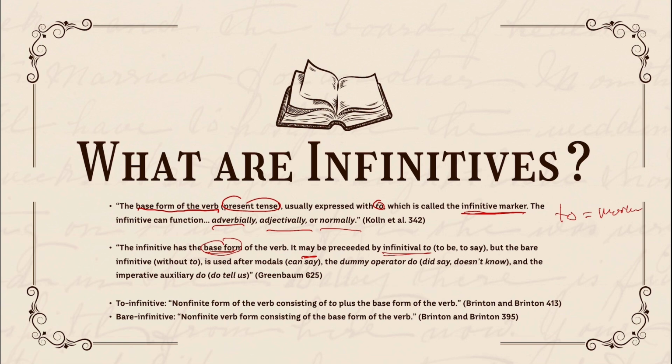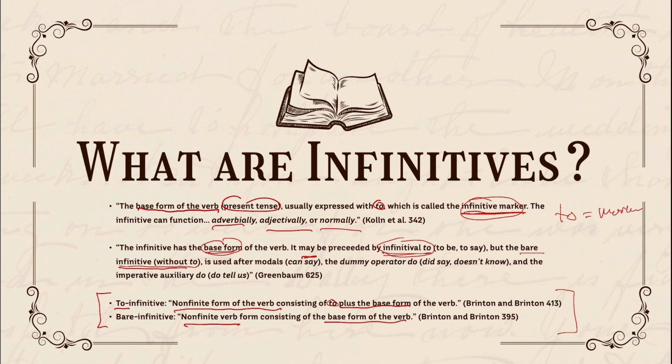And then we also have the bare infinitive, this is probably one that many people have not heard of. The best way to describe these is in Biber and Conrad's grammar of English. The to infinitive, they say, is the non-finite form of the verb consisting of to plus the base form of the verb. Now, the bare infinitive, on the other hand, is pretty much like the to infinitive, but without the infinitive marker. So the non-finite verb form consisting of the base form of the verb.